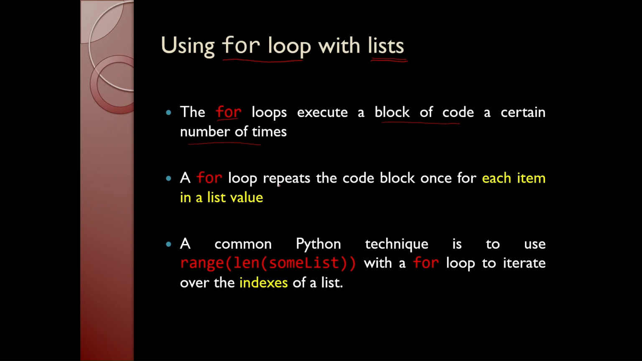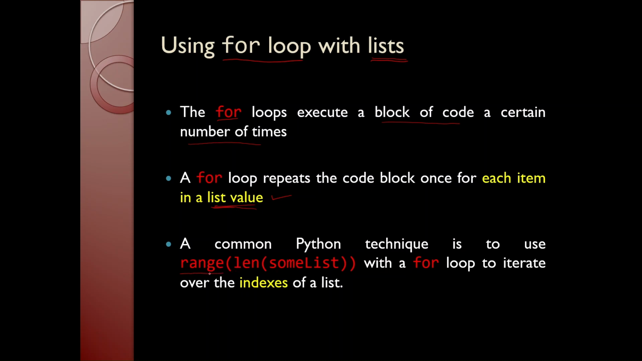Now, a for loop repeats a code block once for each item in a list. So, instead of mentioning the value, if I specify a list, then the number of times it repeats is based on the list values. Suppose I have 10 elements in the list, the for loop will be executed 10 times. You can either specify the list itself in the for loop, or the other way that we are going to see is using a range function.